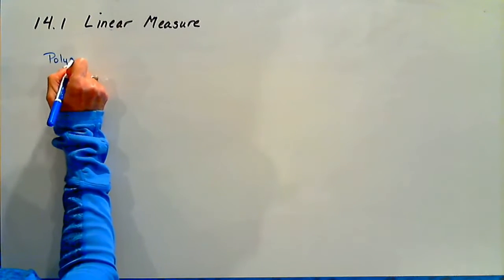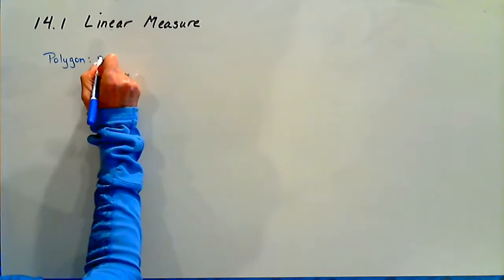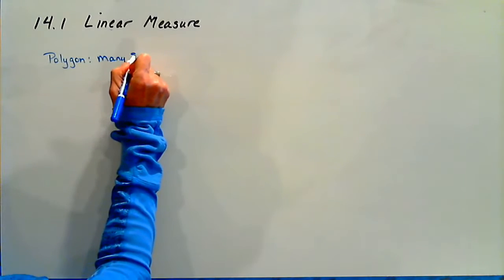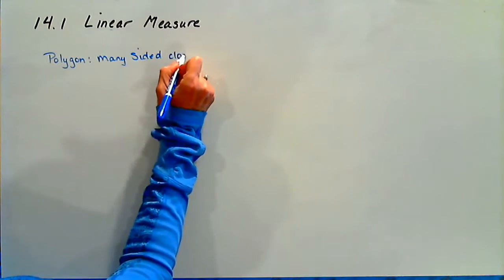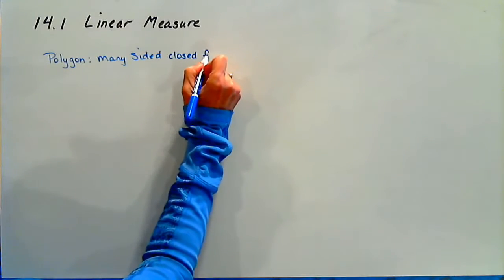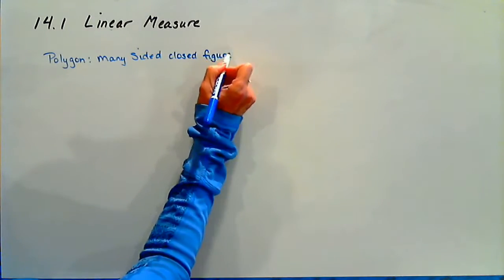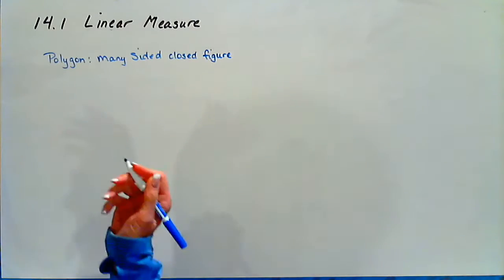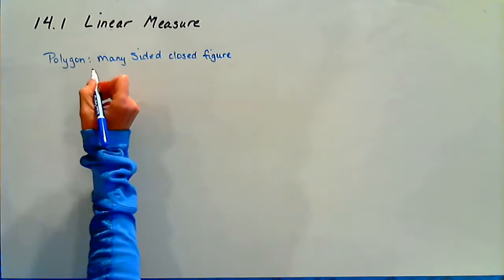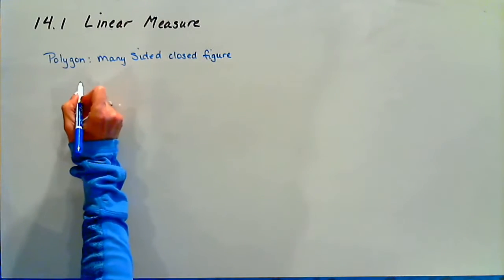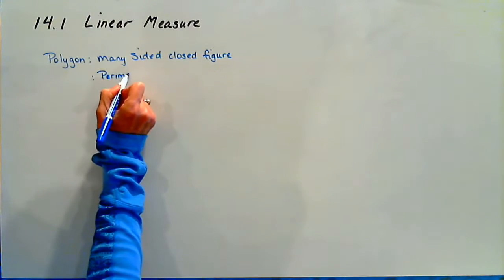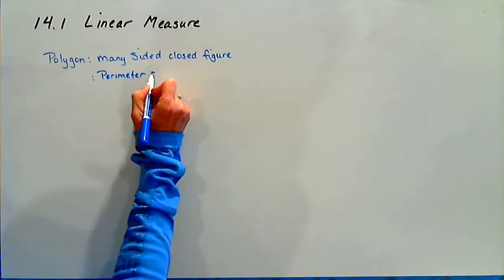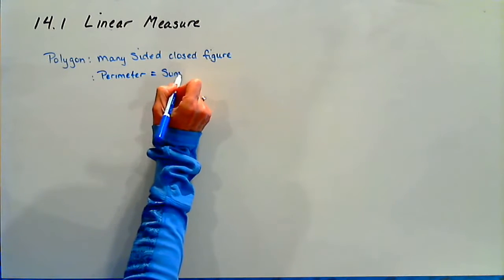Well, we know what a polygon is. It's got many sides. So it's a closed figure. Okay? So if we're talking about a polygon, we want to measure linear measure, we refer to this as perimeter, which is the sum of the sides.